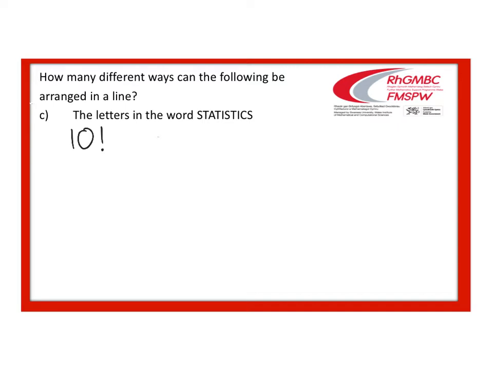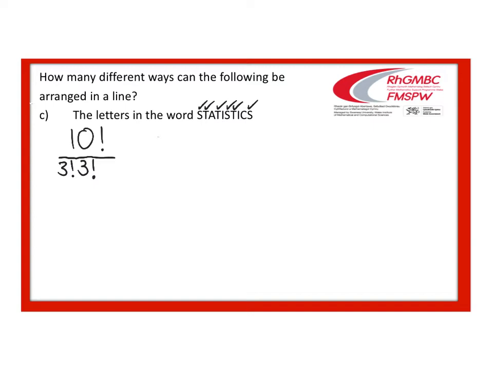Now we know that we don't actually have 10 unique letters here. We have some repetitions. So for example, I have the letter S. There are 3 of them. So I need to divide through by the 3 factorial ways that I could arrange those 3 S's. If we look a little bit further, we've got the letter T. There's 3 T's in there. So I'm also going to divide through by the 3 factorial ways that I can arrange the letter T.